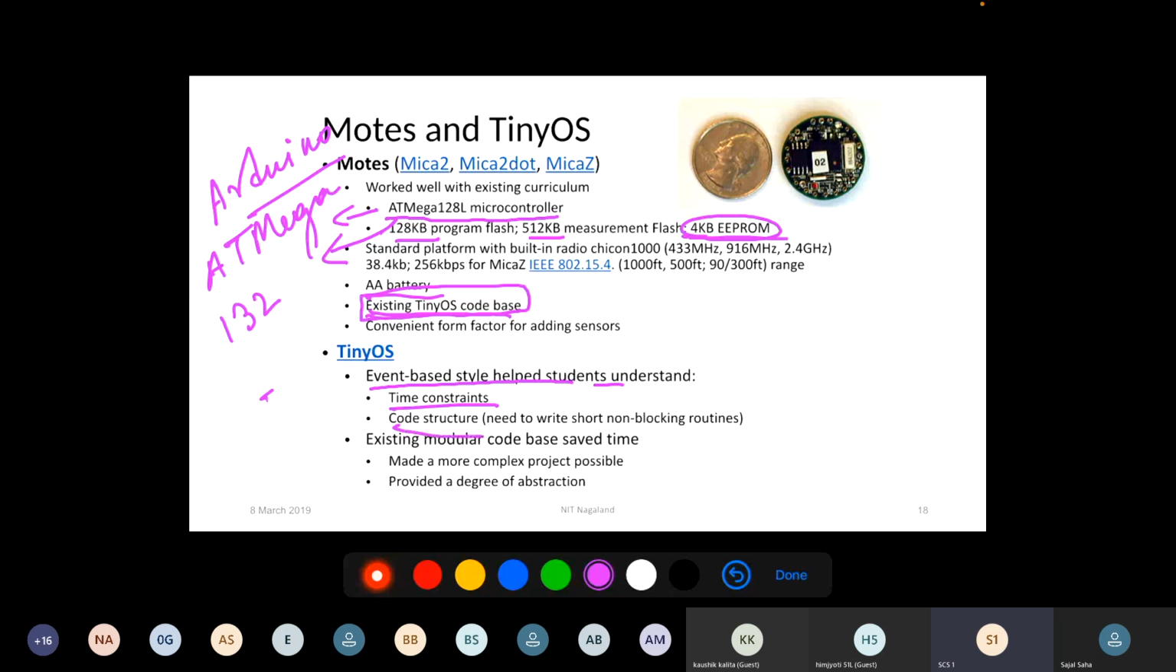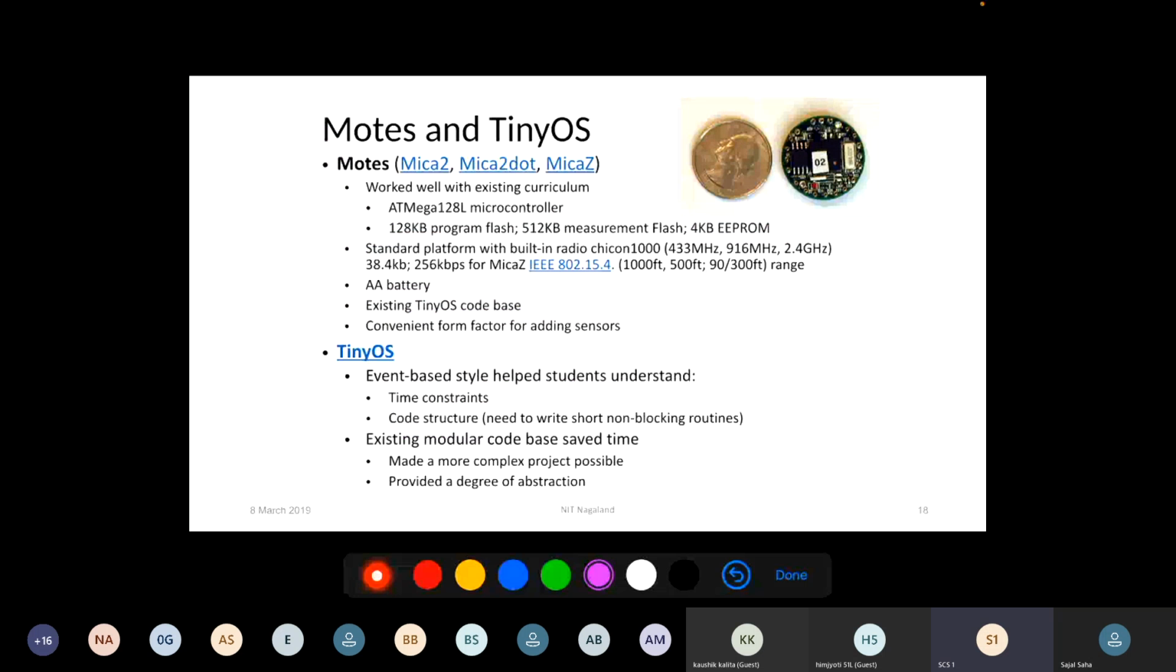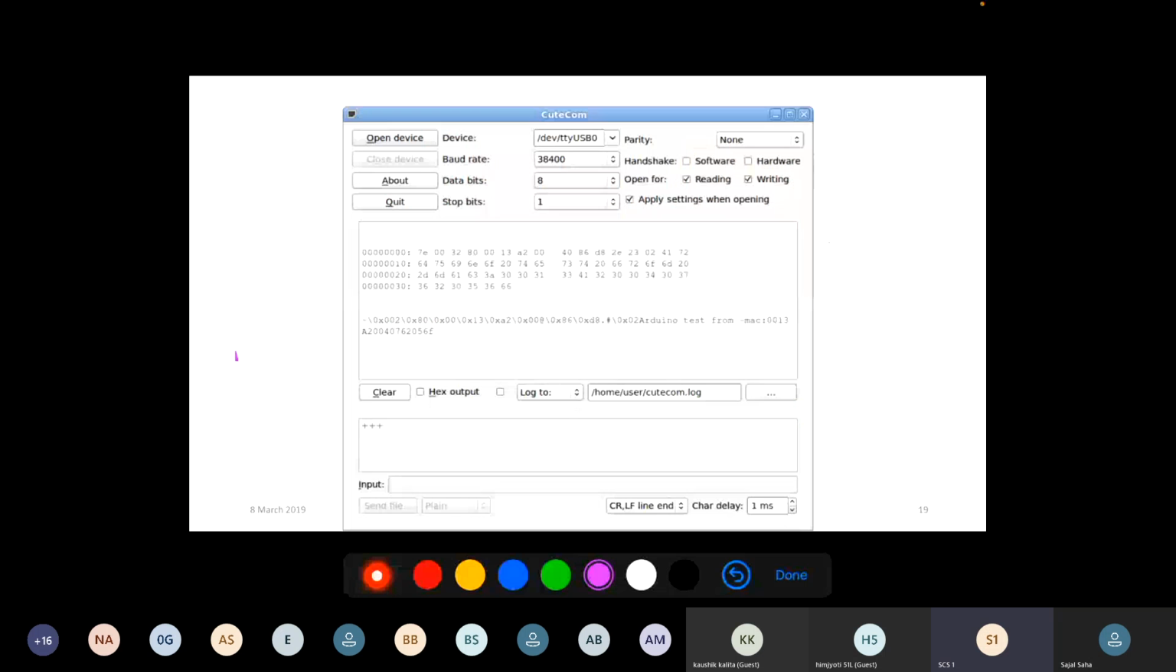So basically, through this, it acts as an interface to fetch the data, and also if I want to write any code onto the sensors. You can see the TinyOS interface over here. Can you see? Okay, fine. Here you can see from which interface it is getting the data and at which speed. The data speed is 38,400 baud rate.